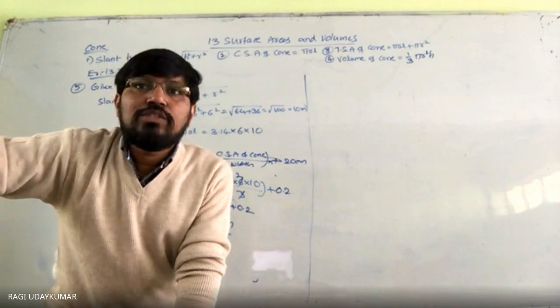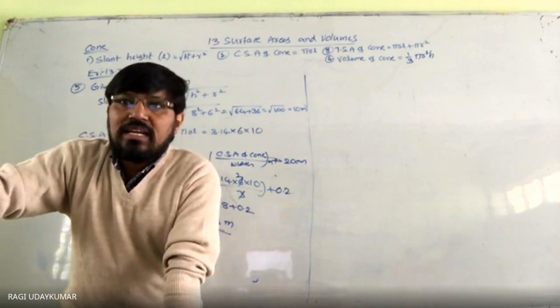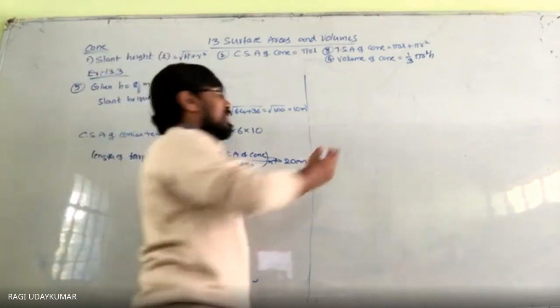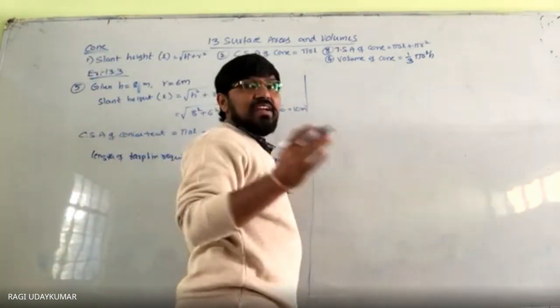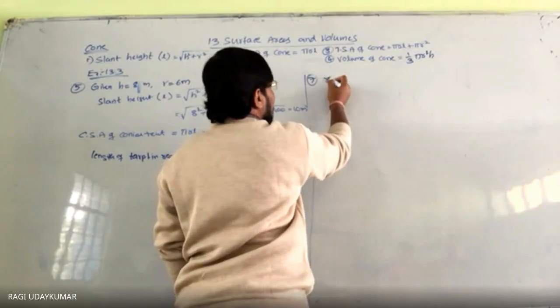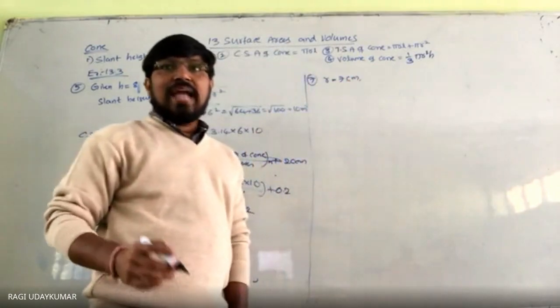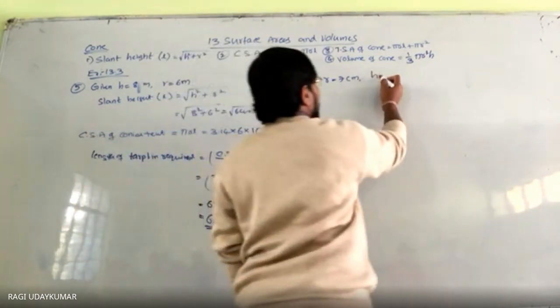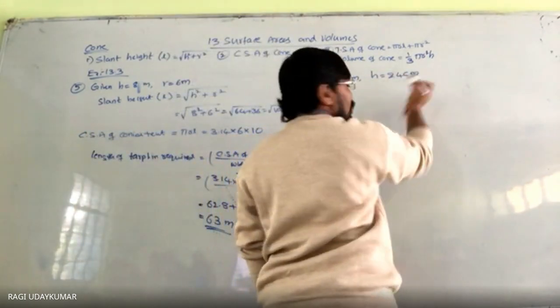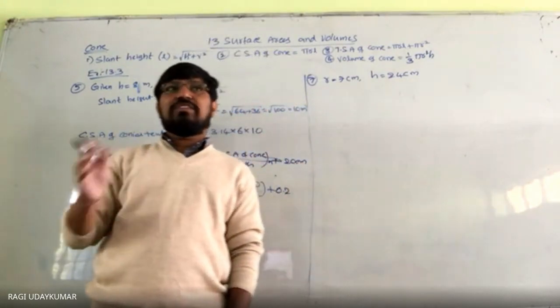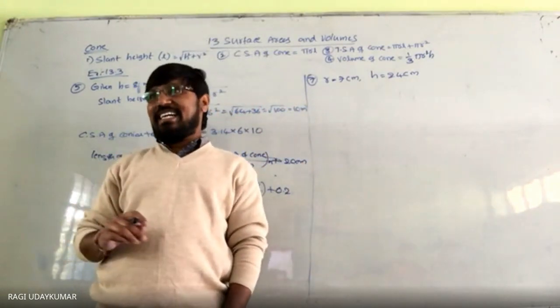Seventh one, देखो. A joker's cap is in the form of a right circular cone, the base radius is 7 centimeters. So it is given to you in this problem. Base radius r is equal to 7 centimeters, and the height is 24 centimeters. What are the Pythagorean triplets? 7, 24. Pythagorean triplets क्या है? 7 24 के साथ 25 आएगा.